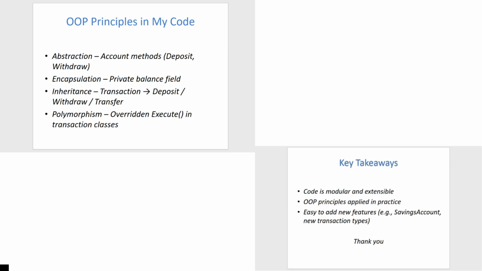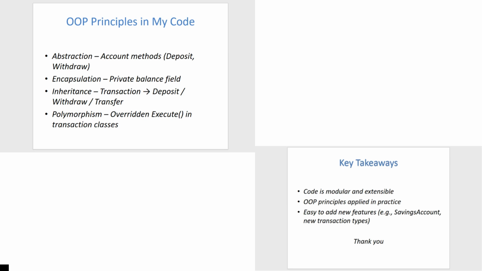And the last is polymorphism, which means one interface can represent many forms. In my project, different transaction classes all override the execute method. The Bank class can store a list of transaction objects and it processes them without knowing if they are deposits, withdrawals, or transfers. So this makes the system flexible and easy to extend. So these are my definitions for the OOP principles which I used in my code.